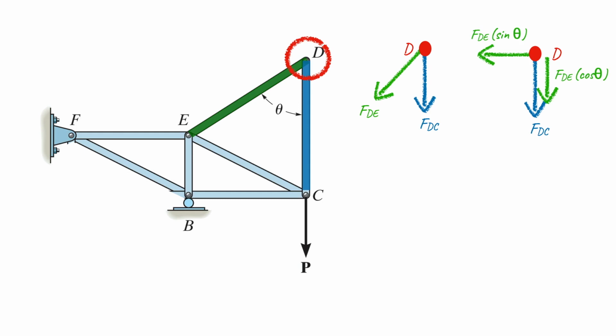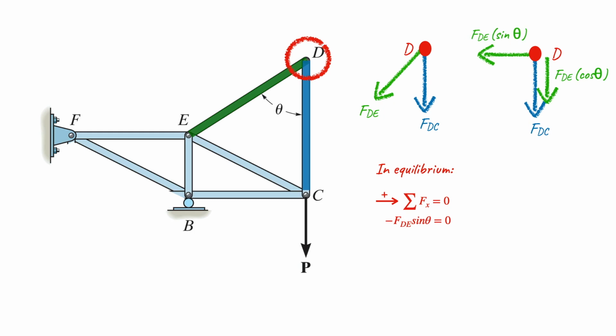Okay, now again, similarly, let us apply the equilibrium condition respectively in the x and y direction. So if we apply the equilibrium condition in the x direction, summation of all the forces in x is equivalent to 0. There is only one force in the x direction, which is FDE sin theta. So that is equivalent to 0.